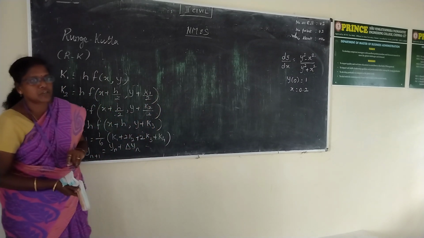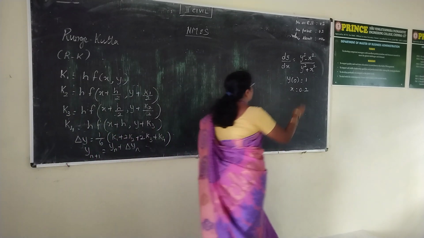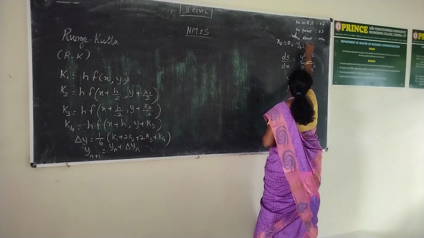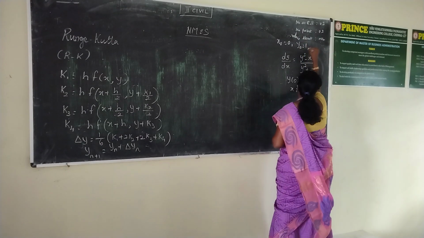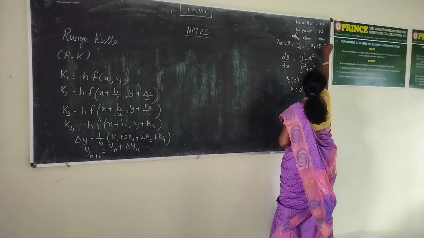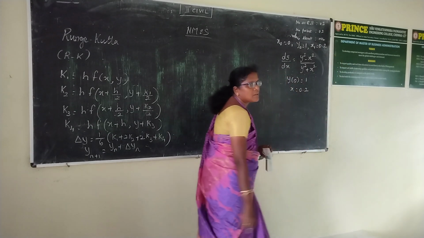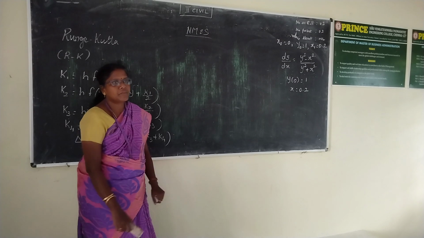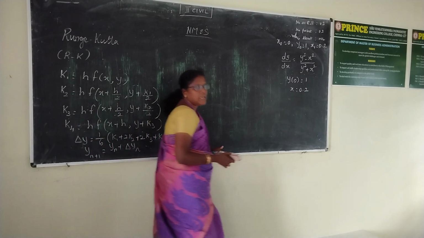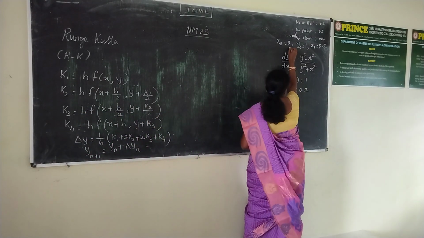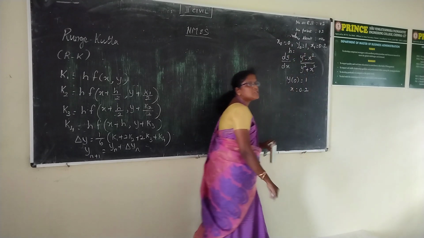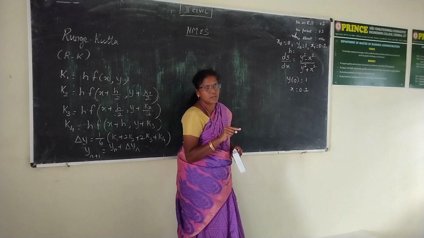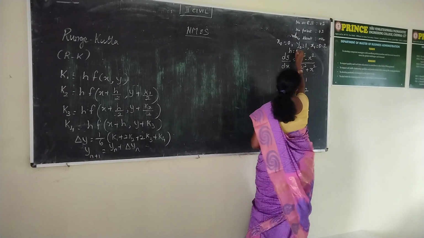Okay, so start the solution. Given x0 equal to 0, y0 equal to 1, x1 is equal to 0.2. Can you identify what will be the h value for our problem? 0.2. How will you define h? x1 minus x0. So 0.2 minus 0 will give you 0.2.